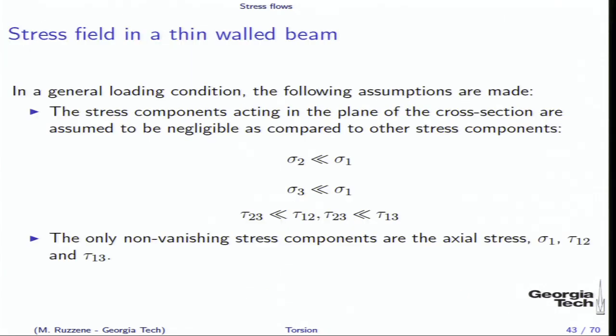So we say that the stress tau 2,3 is significantly small as compared to tau 1,2 and 1,3, because there is hardly any variation because of the small thickness. There is hardly any variation in that, right?